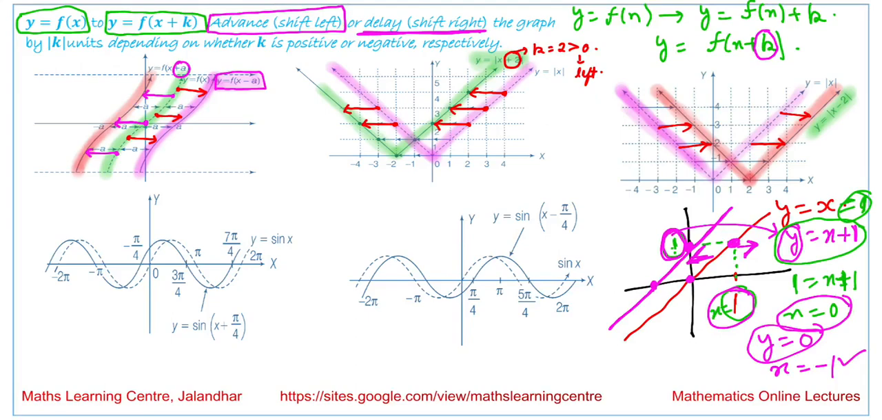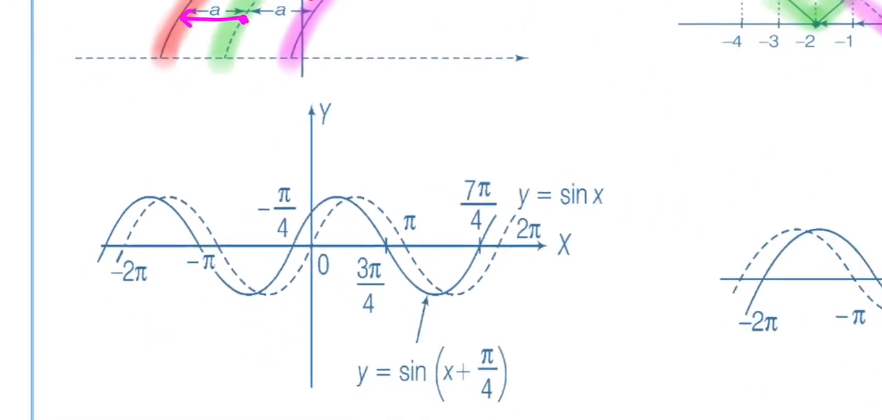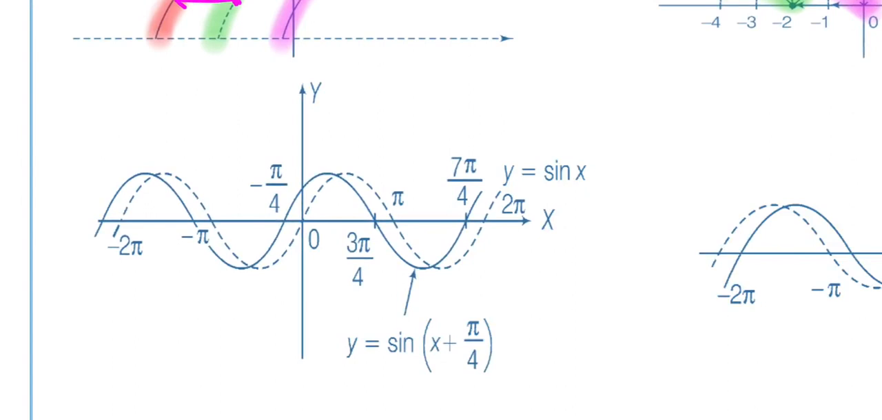Next we have, if the graph of sin x is given to us. This is the graph of y is equal to sin x. If we have to plot the graph of y is equal to sin of x plus pi by 4, what we are doing is shifting this graph by an amount of pi by 4. We are talking about this point over here.